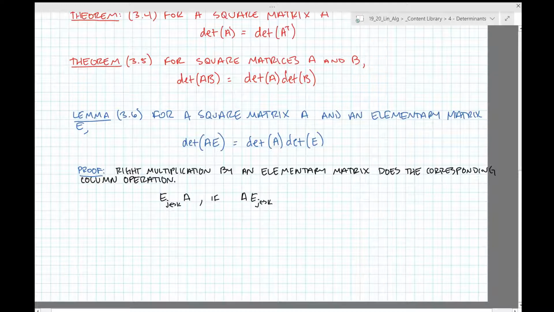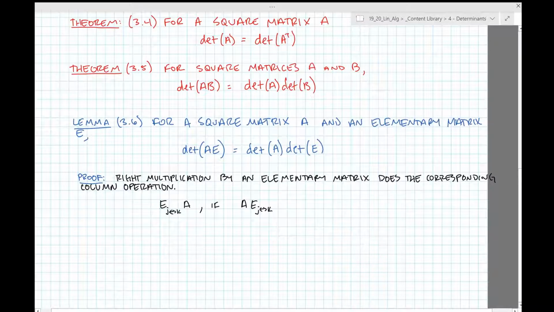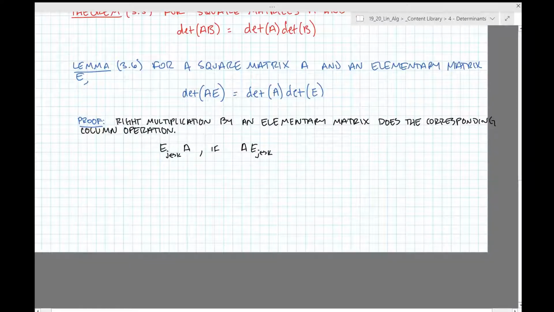And that makes sense because we have this rows by columns multiplication rule. And over here, the rows of E are going to get multiplied by the columns of A and do their work. Over here, the rows of A are going to get multiplied by the columns of E. And so instead of switching rows of A, it'll switch columns of A. We could do the same thing for the elimination elementary matrix and for the scalar multiple elementary matrix.